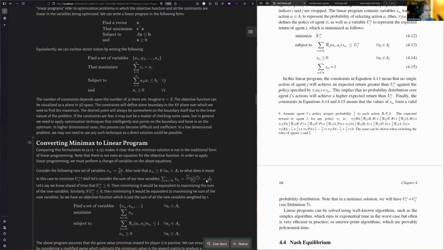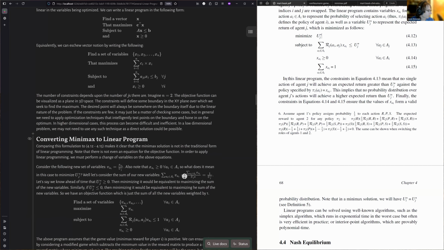So now let's just say for now that the game value is positive. We don't actually know that, but let's assume it's positive. It actually turns out that this part of it will be the same if it's positive or negative. So originally we want to minimize u sub j. So if we write this down, then minimizing u sub j is actually equivalent to maximizing the sum of these, where we're summing them with weights of 1.